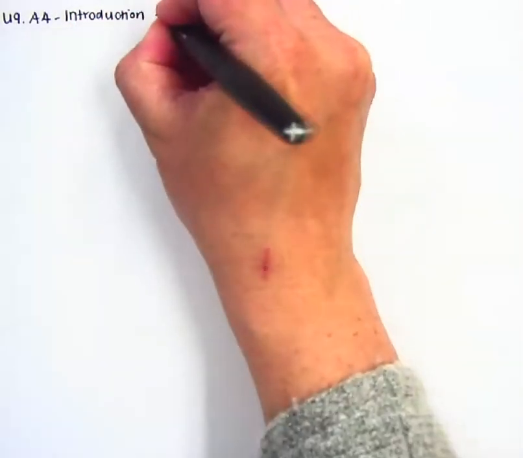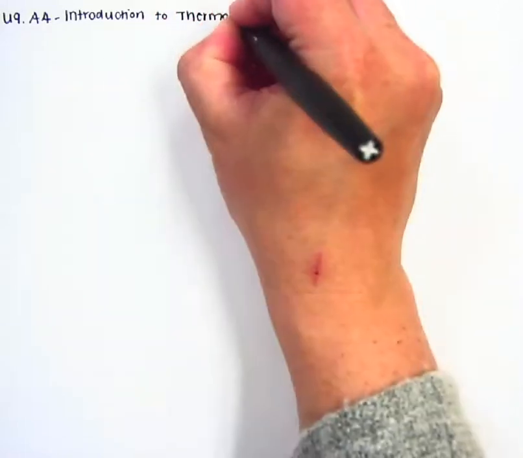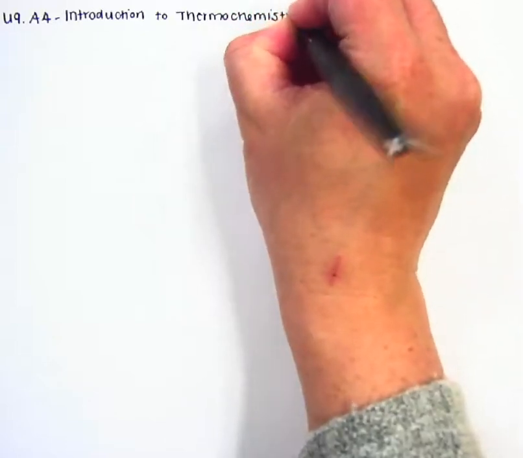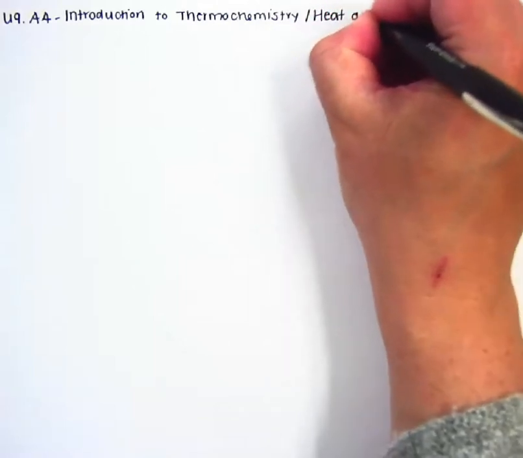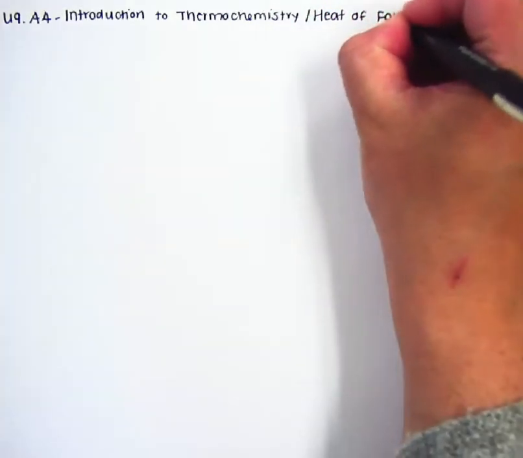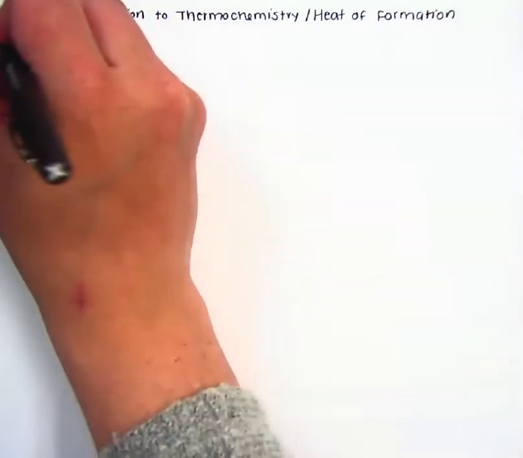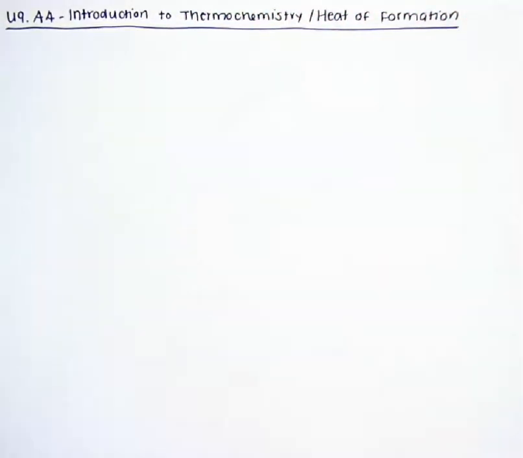So, topic for today, introduction to thermochemistry and heat of formation. So this is from Unit 9, and heat of formation calculations, enthalpy calculations are acquisition 4.